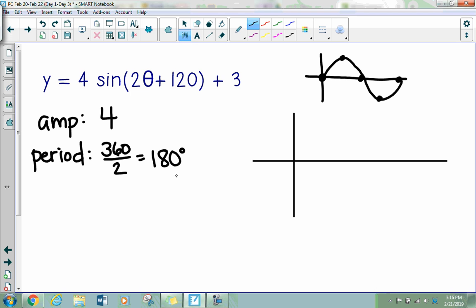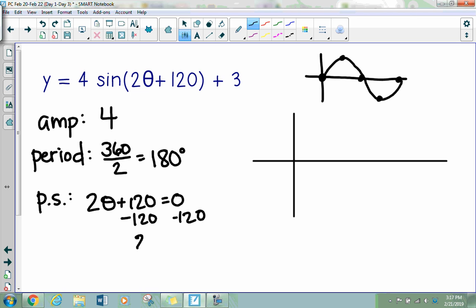For the phase shift, I know there is a phase shift because of what I see in parentheses. To figure out how much it got shifted, I'm going to set what's in the parentheses equal to 0. And I'm going to solve for theta. And so in this case, when I divide by 2, I get that theta, the phase shift, is equal to -60 degrees. So rather than starting at 0, I'm going to have to start to the left 60 degrees. Left because it was negative.